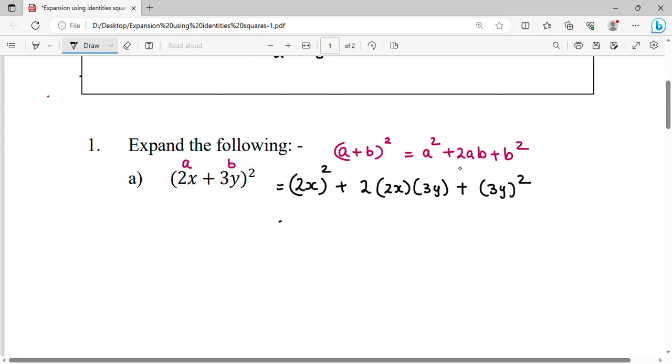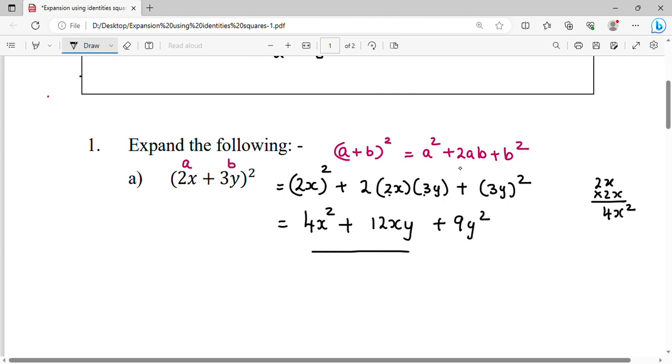So basically this, when you expand, is 2x multiplied by 2x. So this becomes 4x squared. Alright, so this is 4x squared plus 2 multiplied by 2 is 4 and this becomes 12xy and this would be 3y multiplied by 3y, which is 9y squared. And there you go. We have expanded this easily by using the identity formula. Right? So this is of the form a plus b the whole squared.